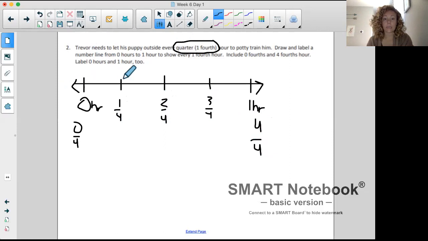So that means he's taking his puppy out how many times every hour? 4 times an hour, that's a lot. So draw and label, we've done that, and include the endpoints. Great, they're not yet asking us how many minutes, how often that is. But if you wanted to try to figure that out, you can pause the video and then I'll tell you. If the whole hour is 60 minutes, half of that would be 30, and half of 30 would be 15. So Trevor is bringing his puppy out every 15 minutes to potty train him. That's a lot of work.